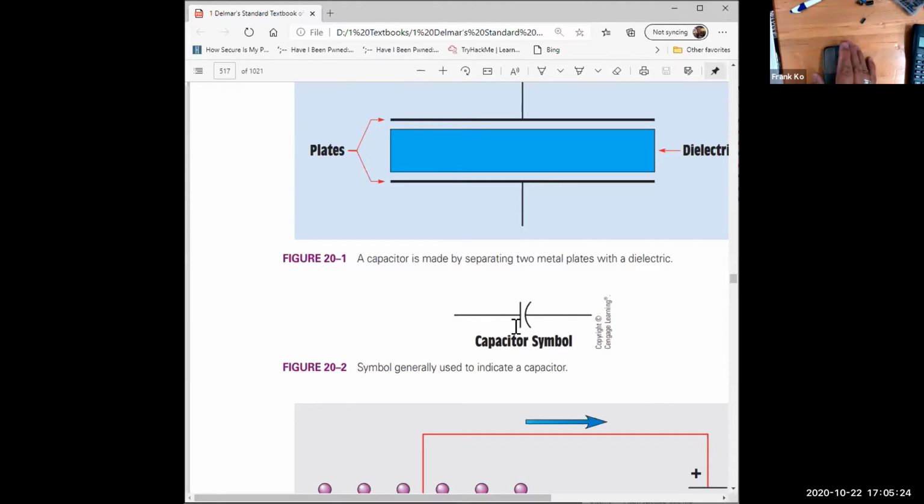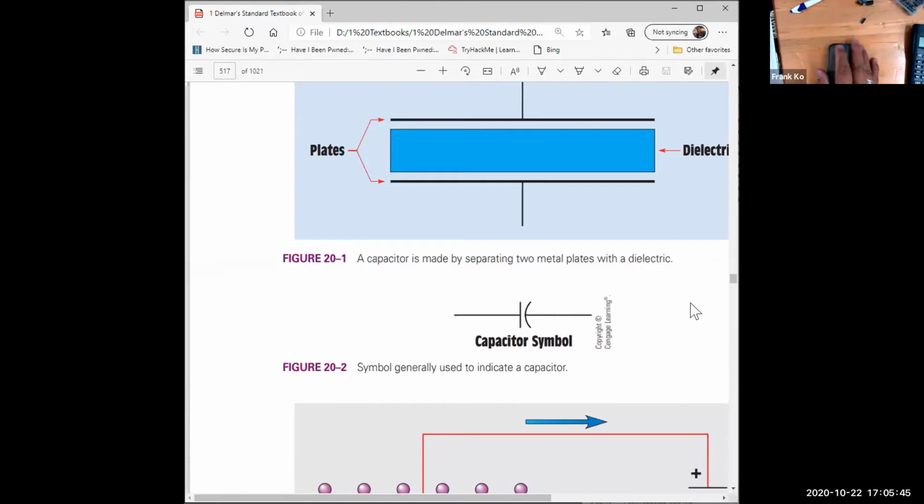How do you know which side is negative? How do you know which side is positive? This isn't marked, but I'll tell you now that the straight plate is positive and the curved plate is negative. Which plate is positive? The straight plate is positive and the curved plate is negative.